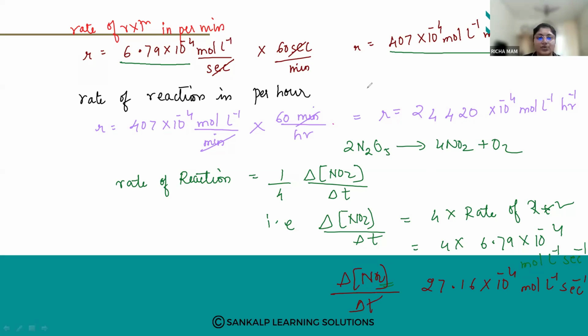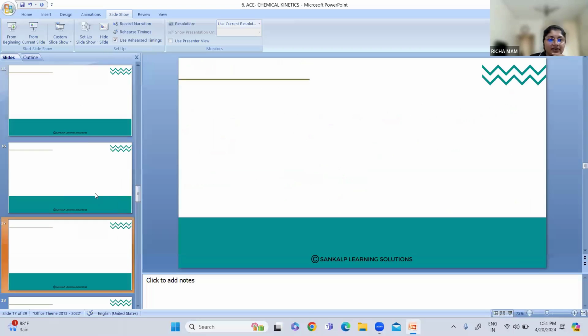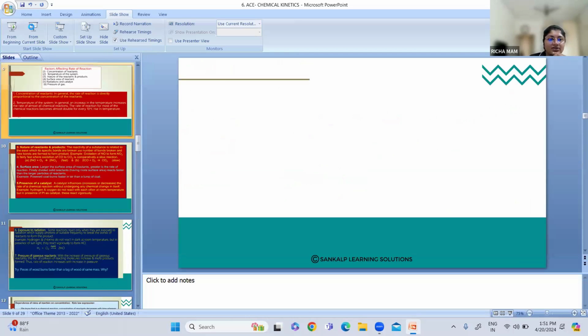Okay, so like this, the problem can be asked. Got it? So this completes the problems on average rate. Now let us start with the factors affecting the rate of reaction.